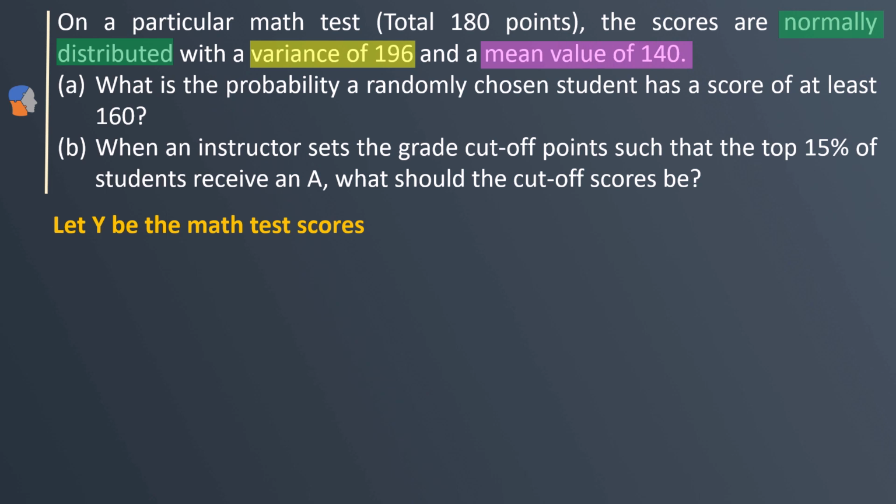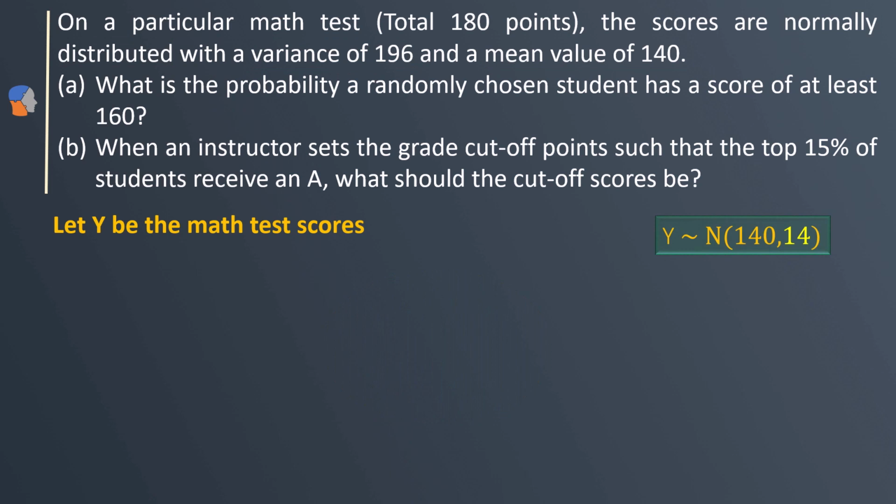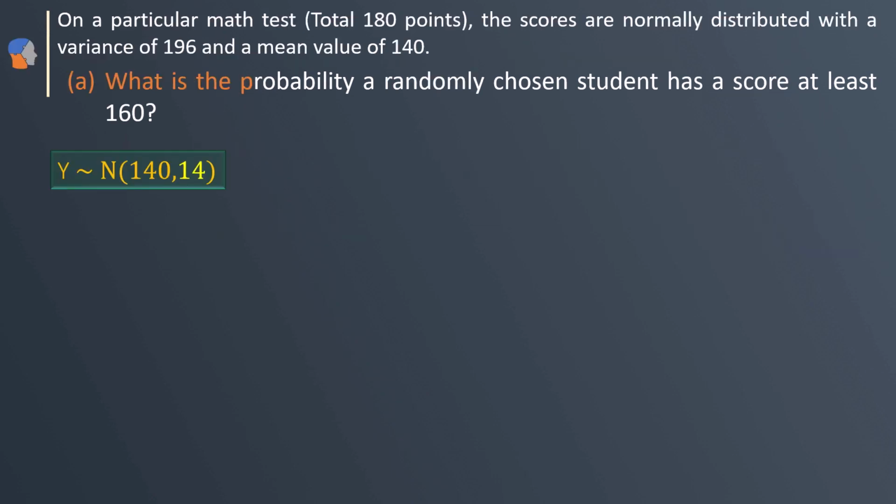Here variance is given, but we need the standard deviation. How do we find the standard deviation? We know the standard deviation is the square root of the variance. Therefore, the standard deviation is 14. Now, let me write down this information in mathematical notation. Here, y has a normal distribution, mean 140, and standard deviation 14. Now, we know all the given information and go to part A.